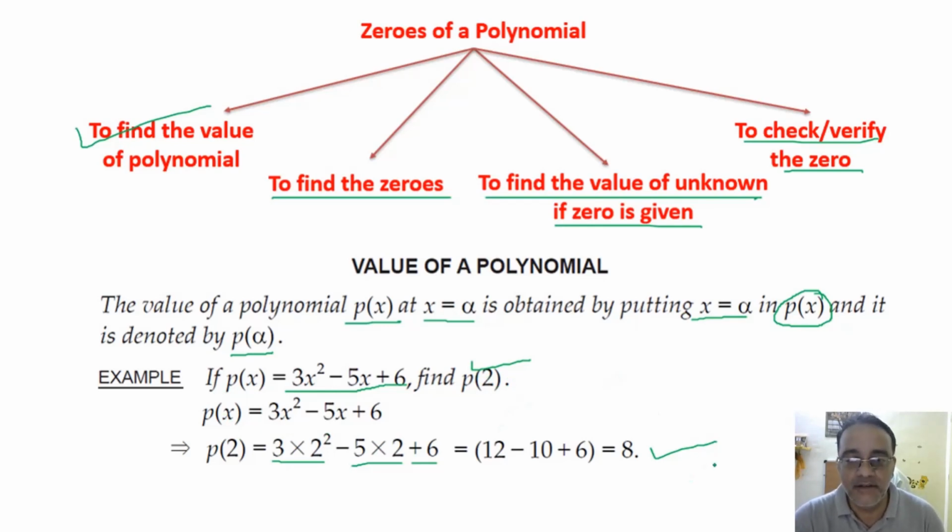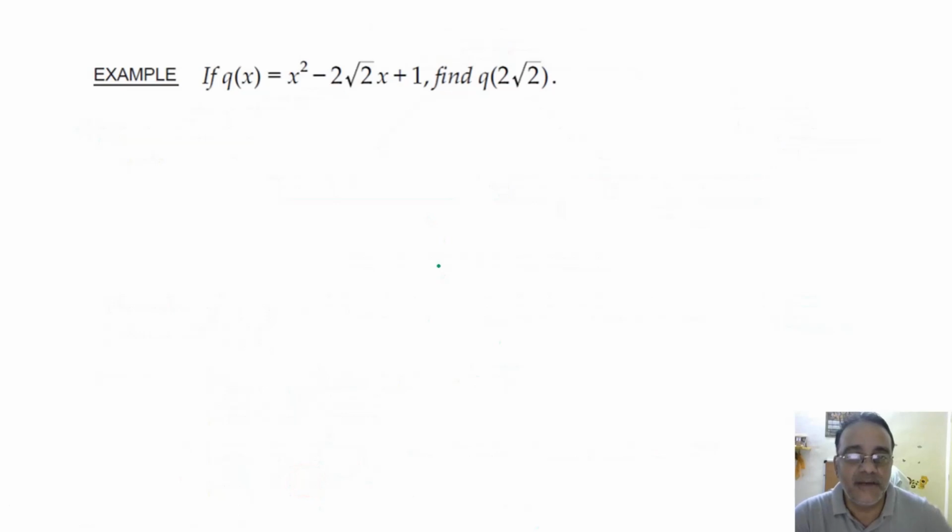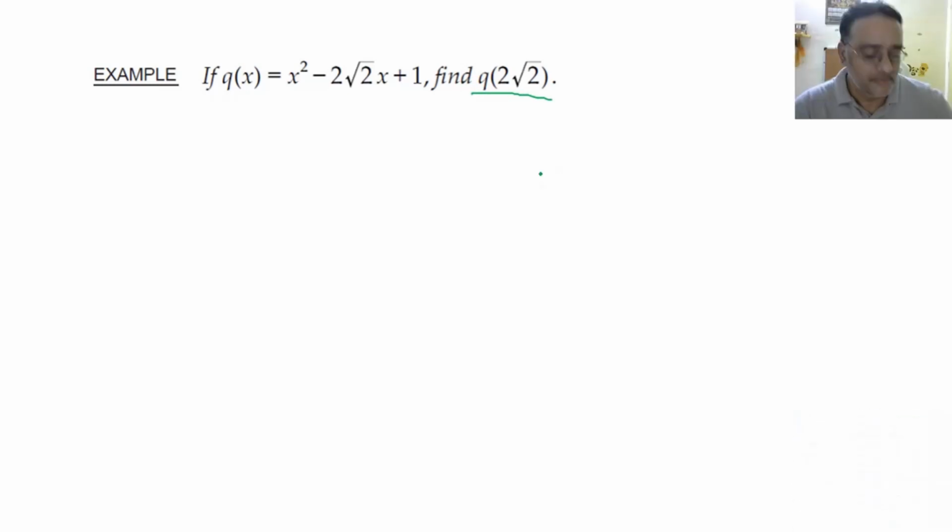Any doubt in this question? No, sir. Okay, we'll see one more example. Suppose q of x is equal to x square minus 2 root 2x plus 1, find q of 2 root 2. What do we have to do first? Arpita, what do we have to do? Sir, substitute 2 root 2 in place of x. In place of x. Very good.